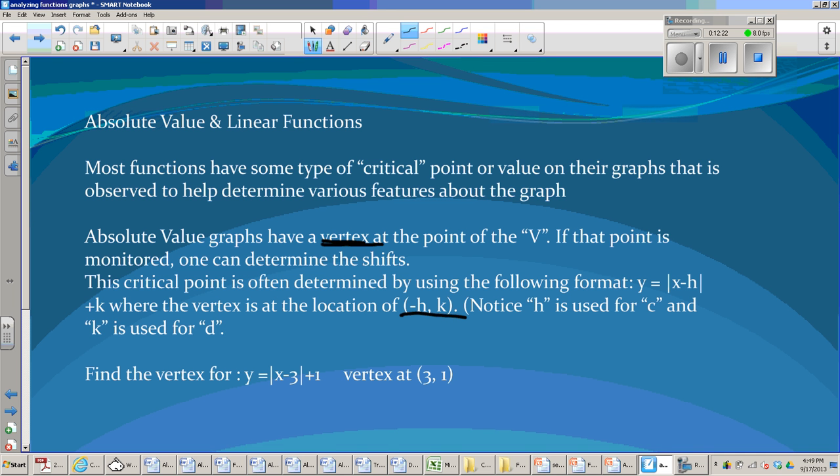Find the vertex for absolute value of x minus 3 plus 1. So we look inside. We want the opposite of negative 3, which is positive 3. And then we take the outside number, which is positive 1. So our vertex is at 3, 1.